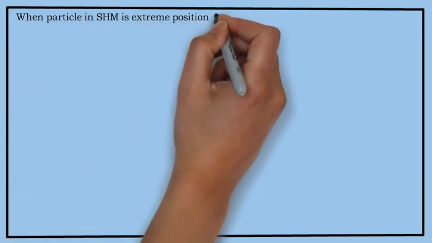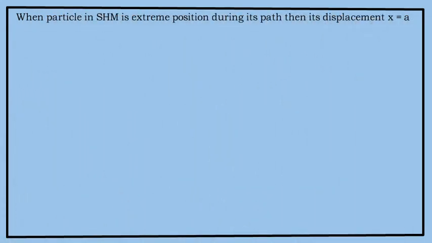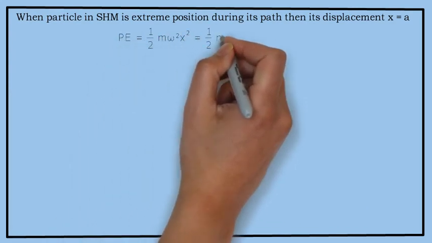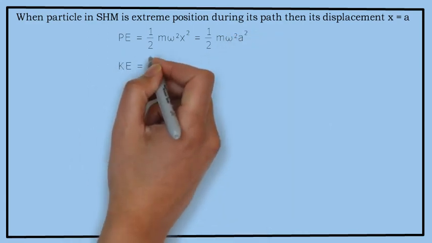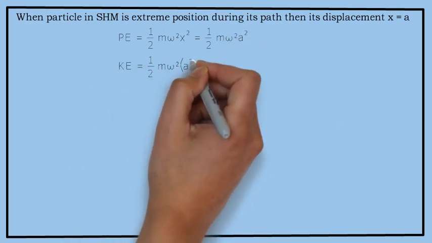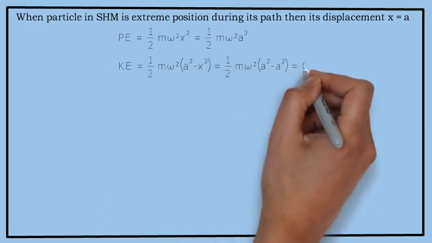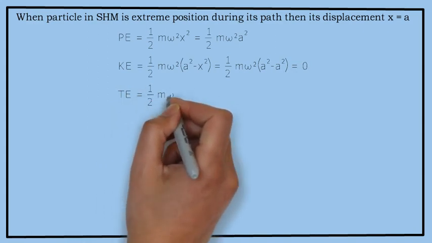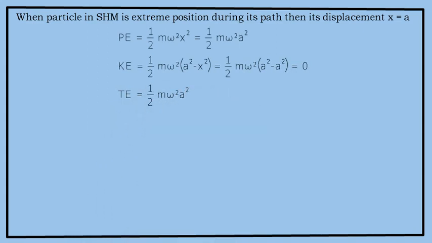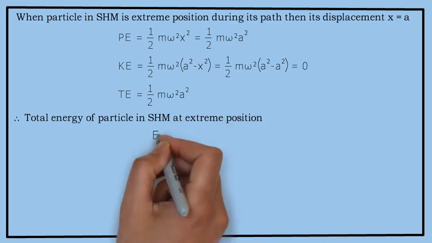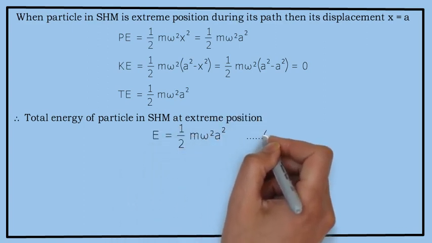Let us see what happens at the extreme position. At the extreme position, x is equal to a. So potential energy is equal to half m omega square a square. And kinetic energy is equal to half m omega square (a square minus a square), that becomes 0. Now if you add these two, I get total energy equal to half m omega square a square. Again, that was the same energy which you had at the mean position. And the sum of kinetic energy and potential energy, irrespective of the position of the particle, always remains constant.